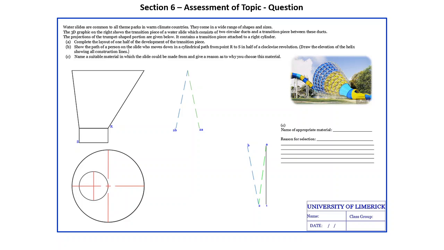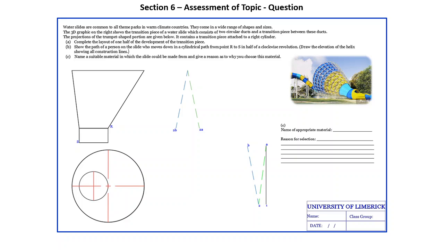The question states, water slides are common to all theme parks in warm climate countries. They can come in a wide range of shapes and sizes. The 3D graphic on the right shows a transition piece of a water slide which consists of two circular ducts and a transition piece between these ducts. The projections of the trumpet-shaped portion are given below. It contains a transition piece attached to a right cylinder.